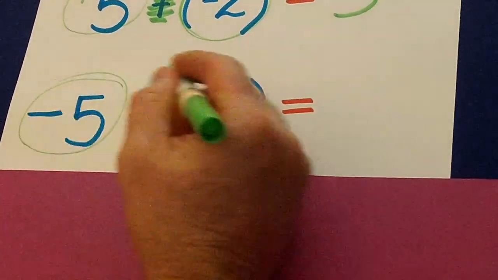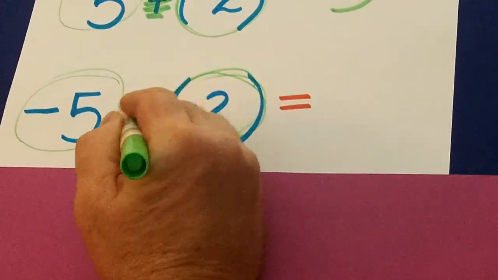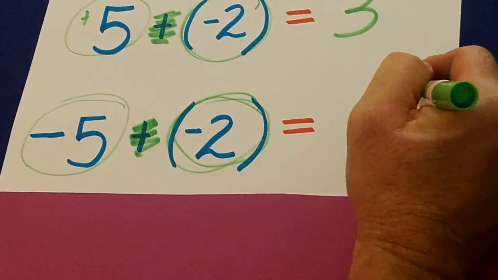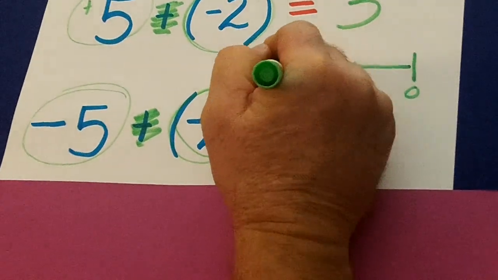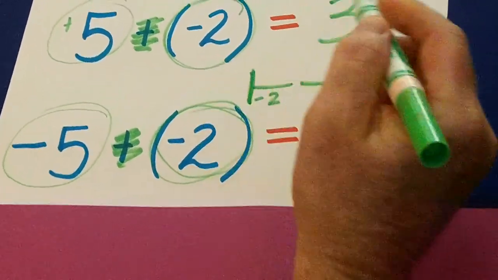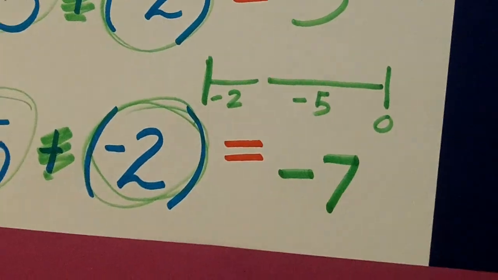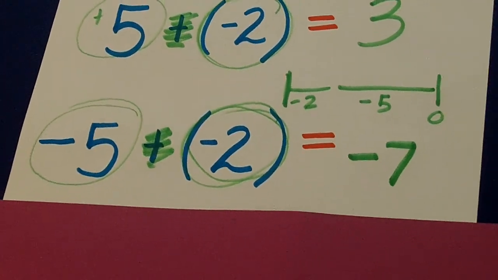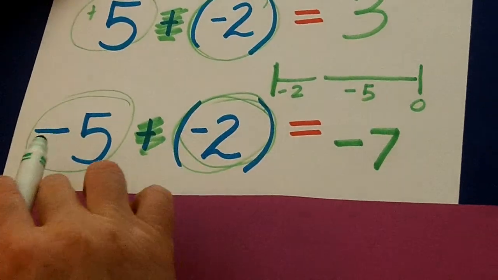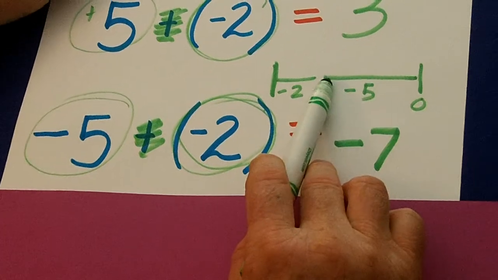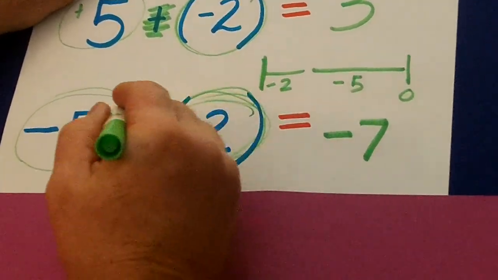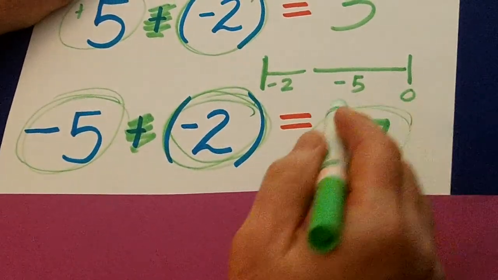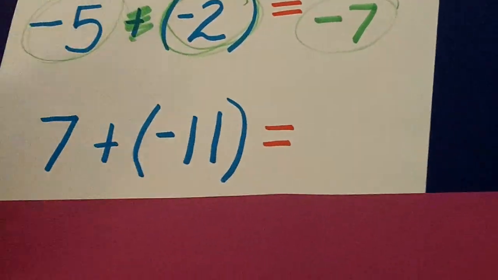Look at this. These are tricky. We've got two negative numbers. So if we start at 0, we go back 5, we go back 2, so that means we're going back 7. All right? So two negatives mean we go back once, go back twice, and when you combine these two negative numbers, you get a bigger negative. Aha!